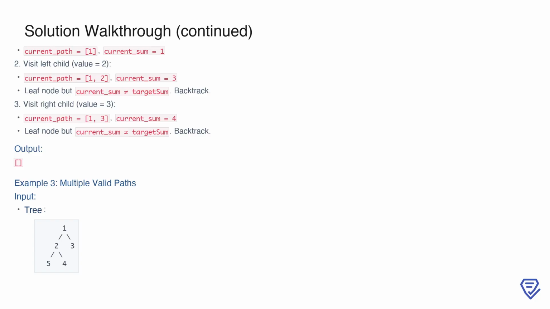Next, we explore the right child with value 3, resulting in the path 1, 3, and a cumulative sum of 4. This is also a leaf node, and the sum still doesn't match the target. With no other paths left to explore, the traversal concludes, and the result is an empty list, as no paths in this tree meet the target sum of 5.